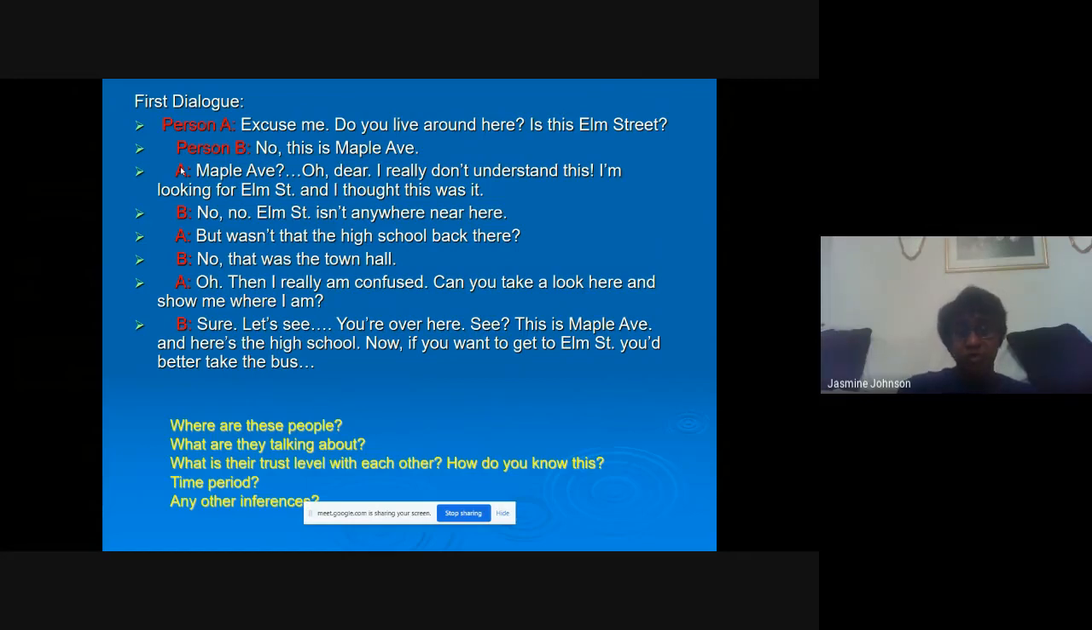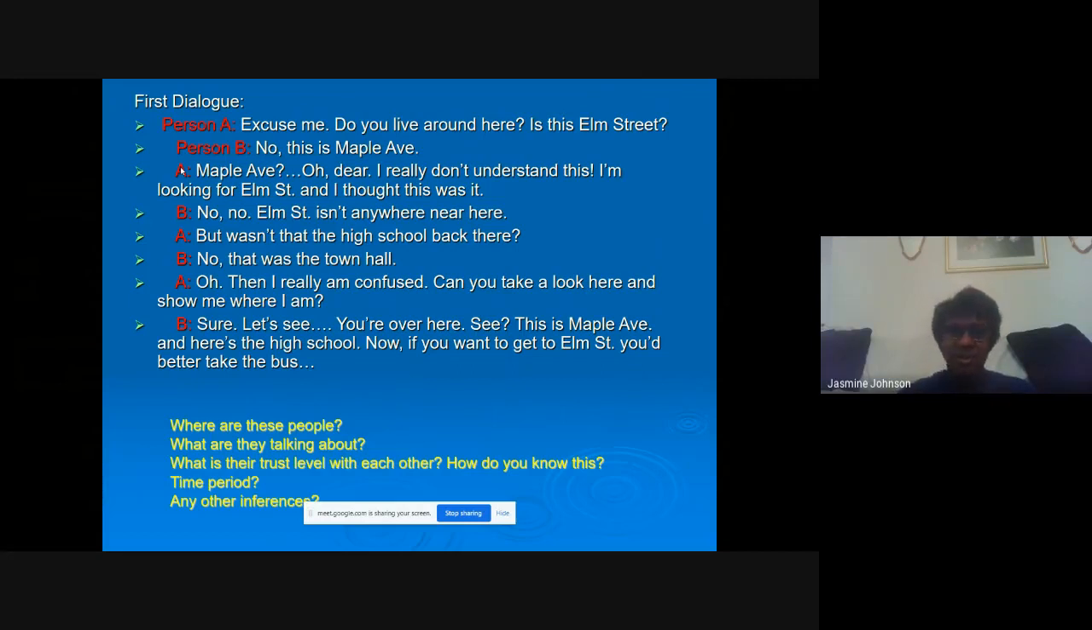What is their trust level with each other and how do they know this? They seem to be pretty trusting, person A especially, because they're asking a stranger where they are and how to get where they need to be, and they're trusting that stranger to give them the right information. And we know that because they say, where is this? Do you live around here? And person B is comfortable enough or trusting enough to stop and tell them.